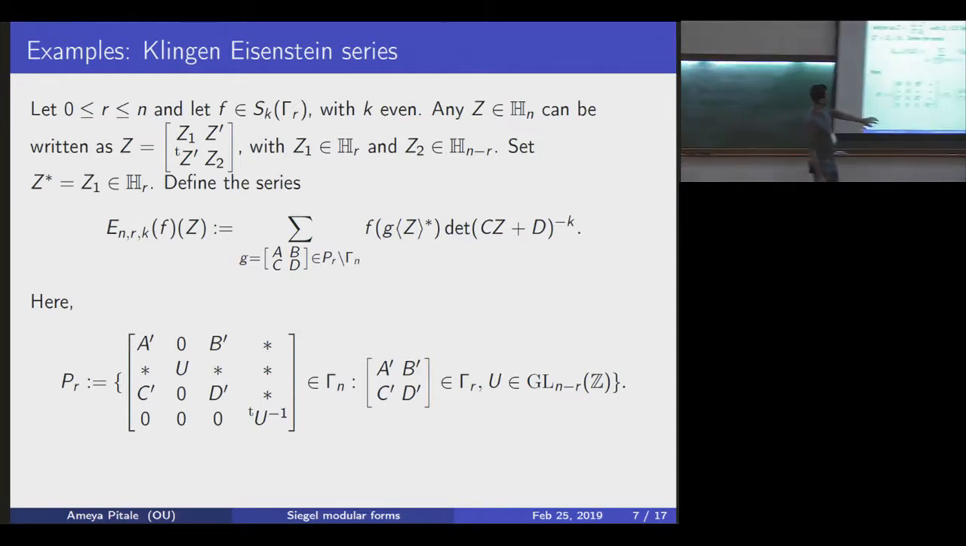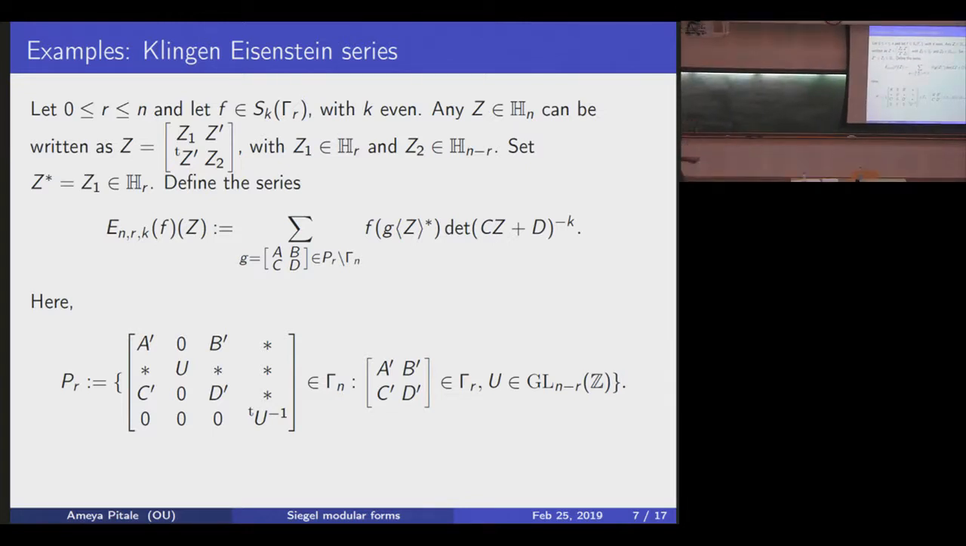And what is this P r? Basically, there is a prime, b prime, c prime, d prime, which is actually in your smaller group gamma r, and the u's are from GL n minus r. So this is what's called the Klingen parabolic, where you have a smaller symplectic sitting on this side, and the rest of it is a GL n minus r. So this is the Klingen parabolic.